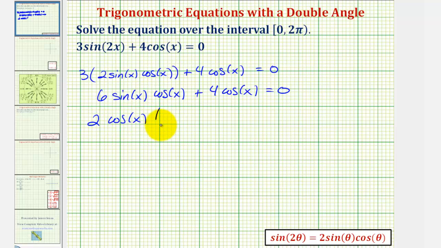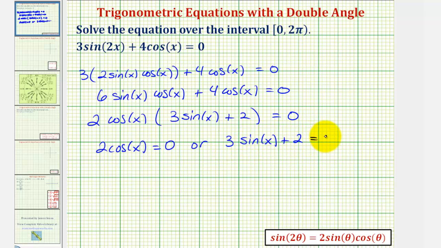We'd have 2 cosine x times the quantity 3 sine x, and then we'd have just plus 2. Now that this is in factored form, this product will be 0 when 2 cosine x equals 0, or when 3 sine x plus 2 equals 0. Well, dividing both sides by 2, notice how we would just have cosine x equals 0, or solving here for sine x, we would subtract 2 and divide by 3. We'd have sine x equals negative 2/3.